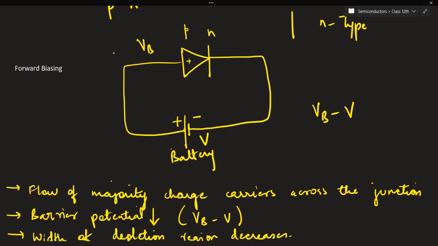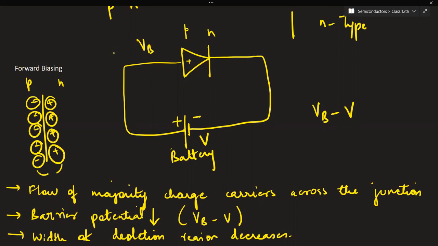What happens to the width of the depletion region? This is the depletion region. Let's say this is the N type and this is the P side. So majority charge carriers will move. Diffusion of electrons and holes will occur. From here holes are moving, from here electrons are moving, and it will lead to recombination.